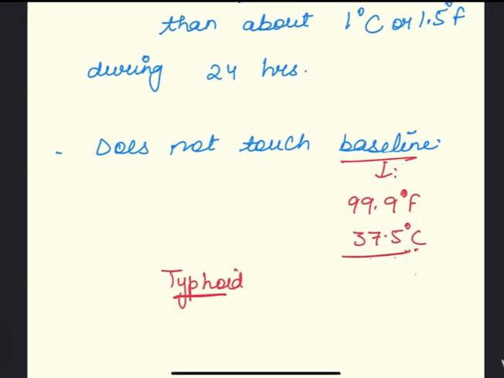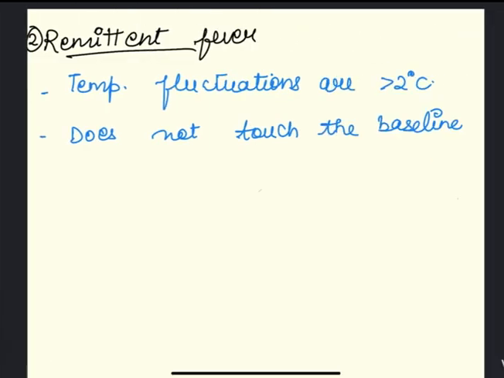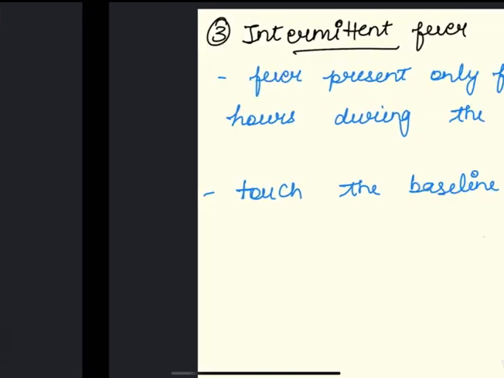Now coming to remittent fever, it is defined as the fever with daily fluctuations exceeding 2 degrees Celsius but does not touch the baseline. Means the fluctuations will be greater than 2 degrees Celsius and it won't touch the baseline. Again, the baseline is 99.9 degree Fahrenheit. The best example to remember is infectious disease such as infective endocarditis, rickettsia infection and brucellosis. But you can remember infective endocarditis.